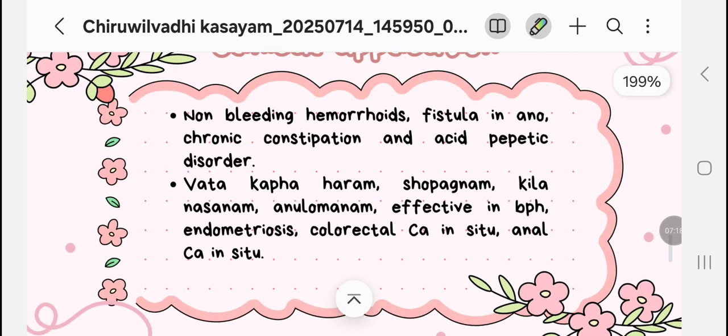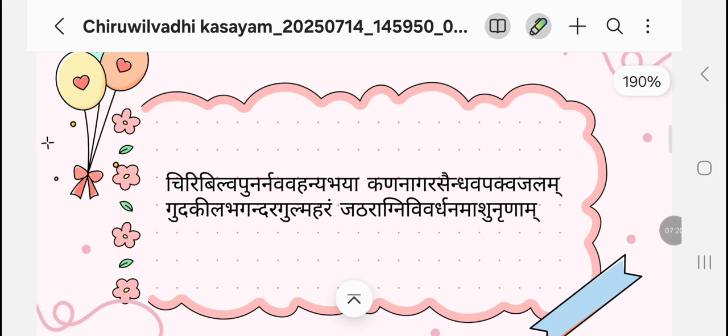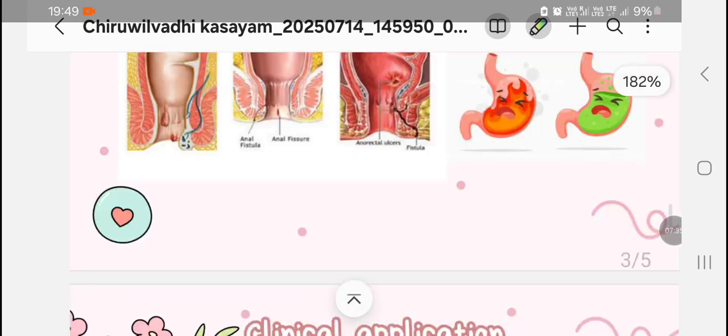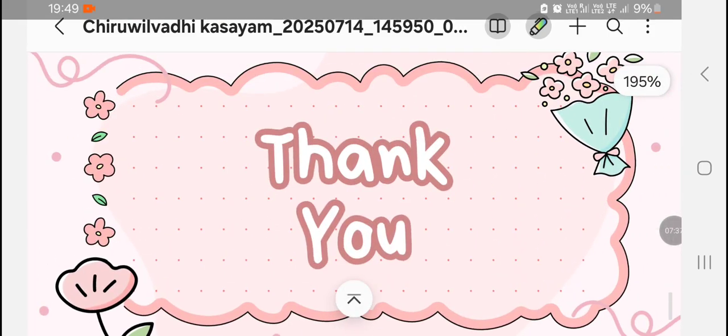Once more, I'll let you remember it again. What is the shloka? Chiruvilva punarnava vahni abhaya kananagara saindava pakvajala gudakila bagandara gulmaharam jataragni vivardanam ashu nrinam. I hope you understood the shloka. Try to remember it, and that's all for today.